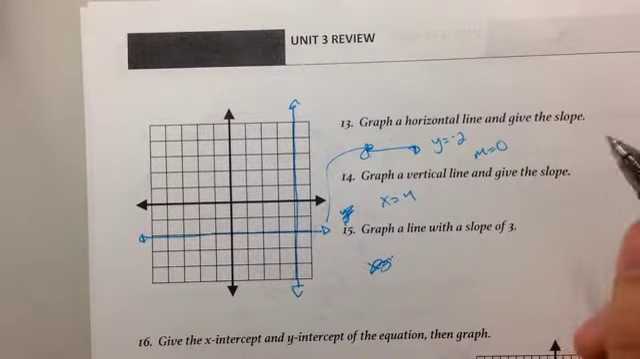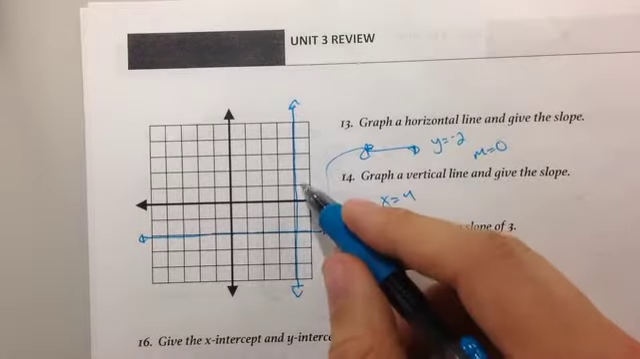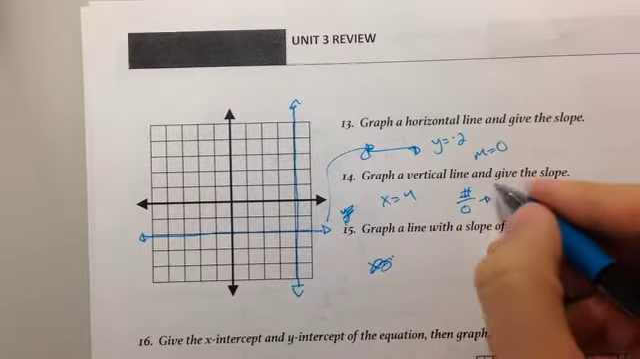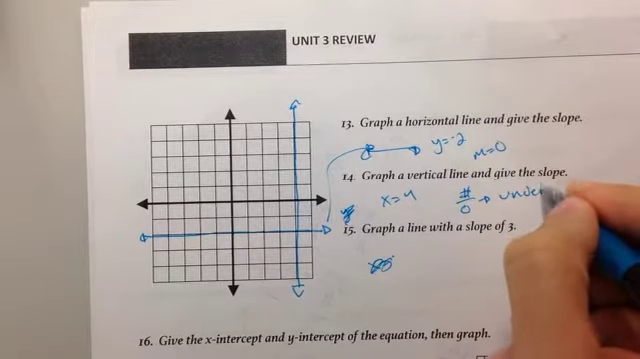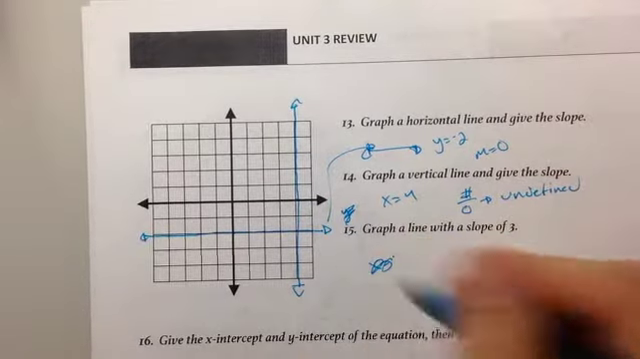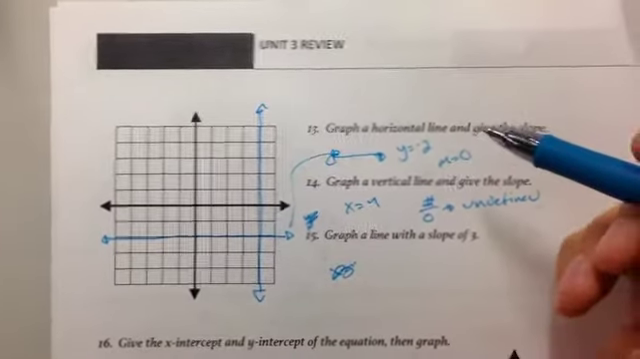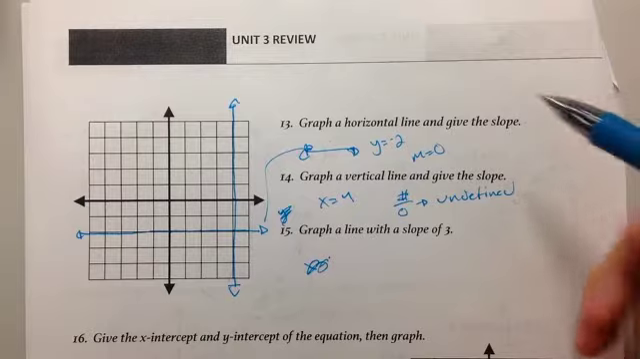Now, the slope is kind of interesting. You're going up however many you want, but you're not going over. So it's some number over 0. Cannot divide by 0, so we call this slope undefined. We're going from positive to negative infinity on y in a single numeric value for x. There's no way to describe that slope, so we call it undefined.